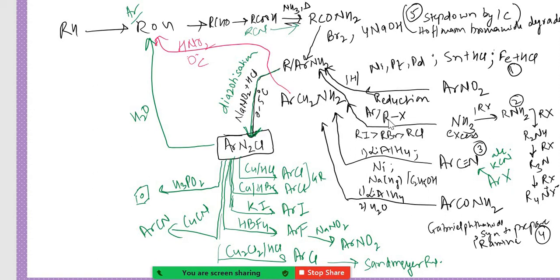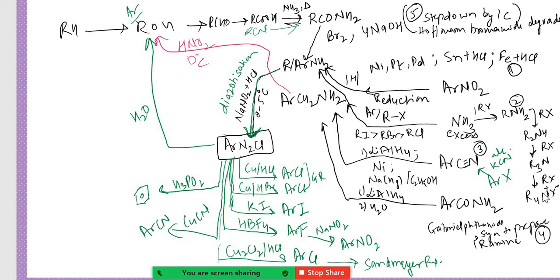Okay, so we take ammonia and we put RX. If we put 1 mole of RX, I'll get R2NH, a secondary amine. So I have ammonia, I put RX, I get R2NH. If I put 2 moles of RX, then this H will also be replaced by R, so I'll get R3N. And if I take further RX, meaning an excess of RX, I'll get a quaternary ammonium salt, that is R4N+ X-.